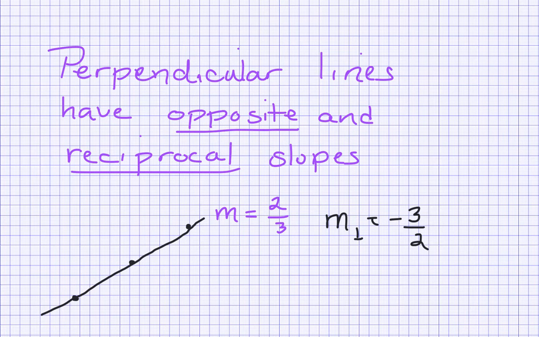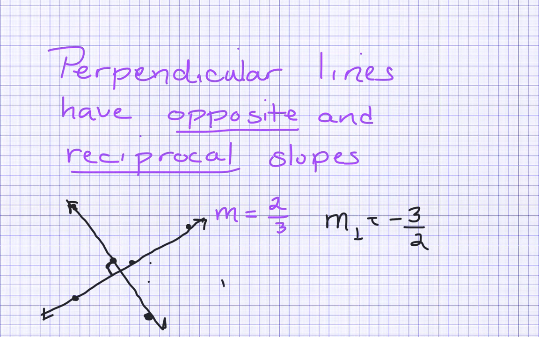And again, I could start anywhere here. Let's say I'll start right here. From that point, if I go up 3 and then 2 to the left, now I have an exact perpendicular line to the first line. And perpendicular, again, means it meets at a right angle, it meets at a 90-degree angle. We don't talk too much about angles in Algebra 1. That's kind of a geometry topic. We talk about slopes, and those slopes are opposite and reciprocal of each other.